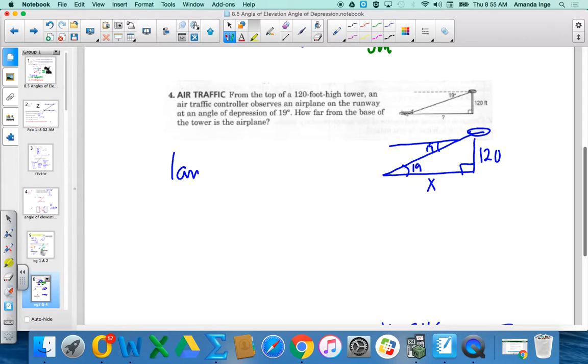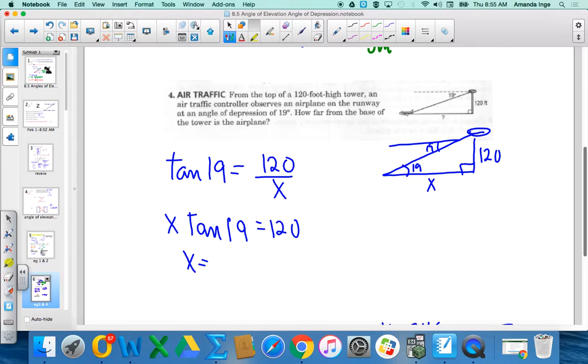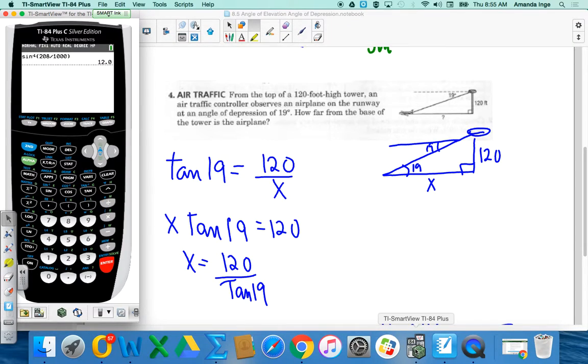Tangent. So the tangent of 19 degrees is equal to the opposite over the adjacent. We got to move x to the other side of the equation, so we have x times the tangent of 19 is equal to 120. So x is equal to 120 divided by the tangent of 19. We are looking for a side, so we're going to use tangent, not second tangent.